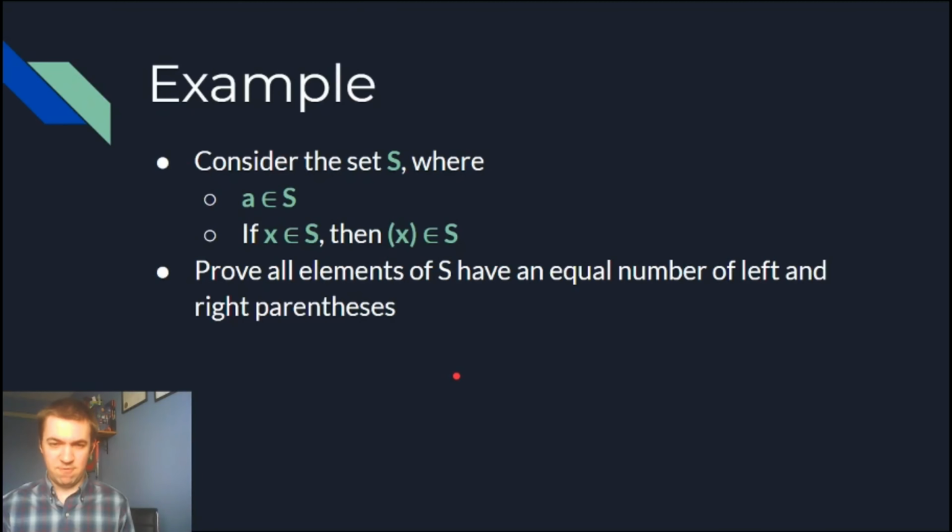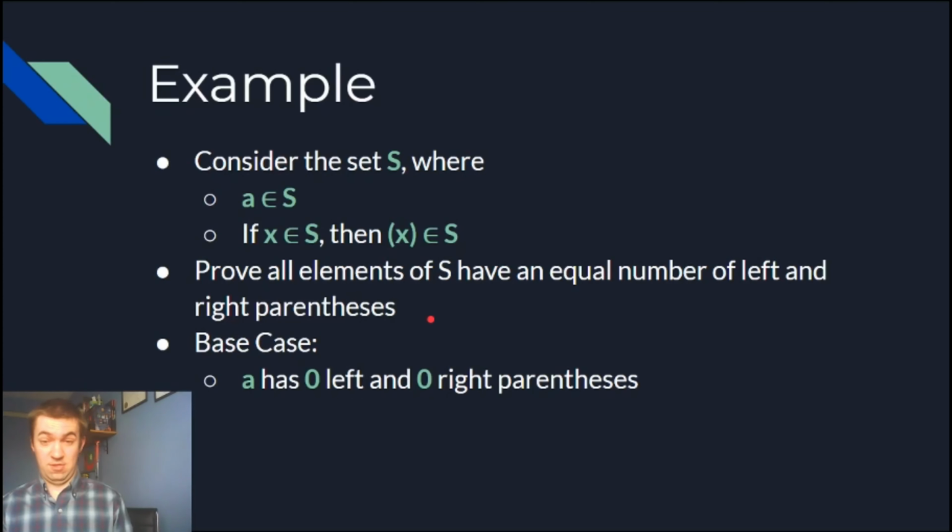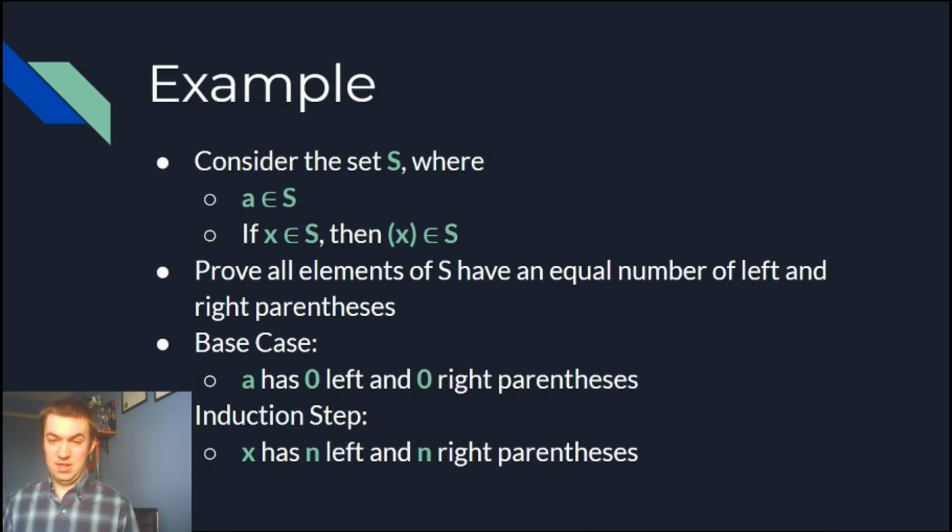So if we're going to prove it, well, in the base case, we have A. It has 0 left and 0 right parentheses, so that holds true for the base case. And then for our reduction step, suppose that x is in the set, then x is going to have n left parentheses and n right parentheses for some number n, and they're equal, which means that if we're going to build the next largest element of that set, we need to add one more to the left and one more to the right.